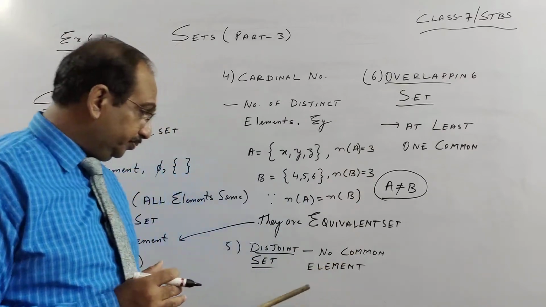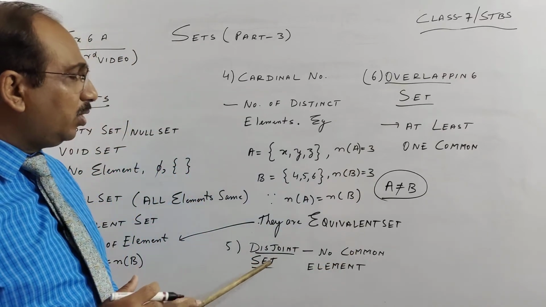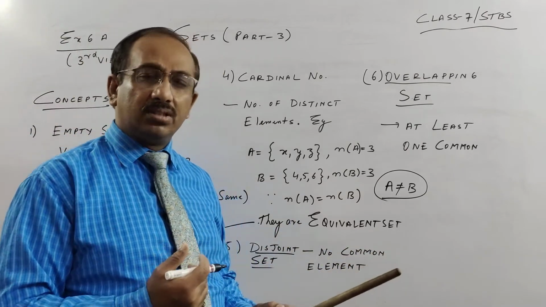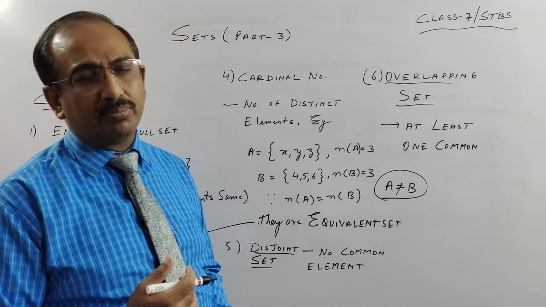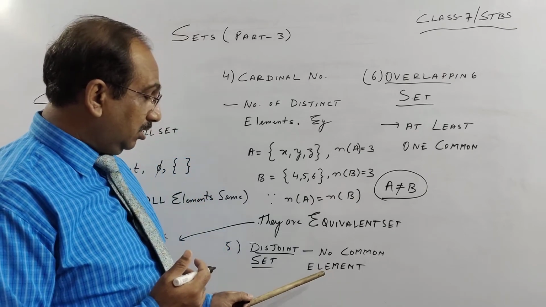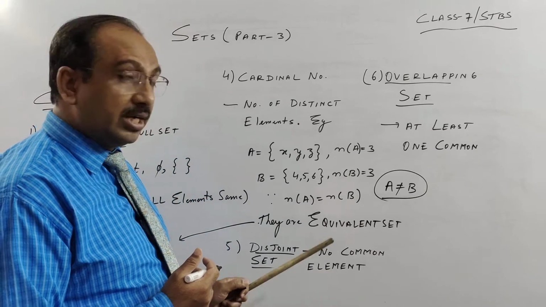So what is a disjoint set? When no element is common between two sets. So this can be very beautifully understood with the example of your Venn diagram.